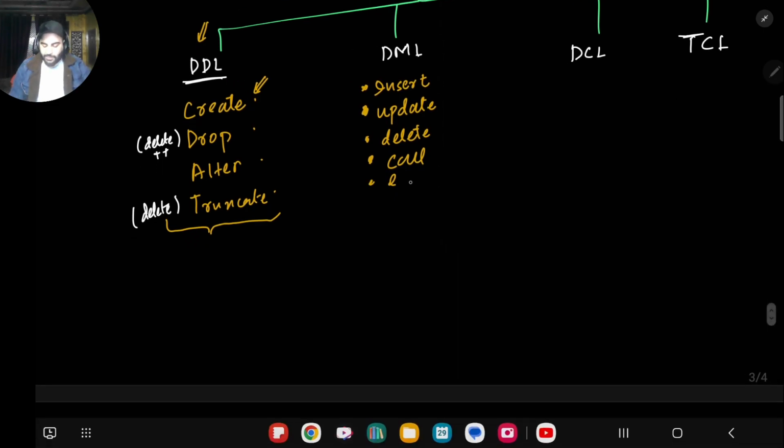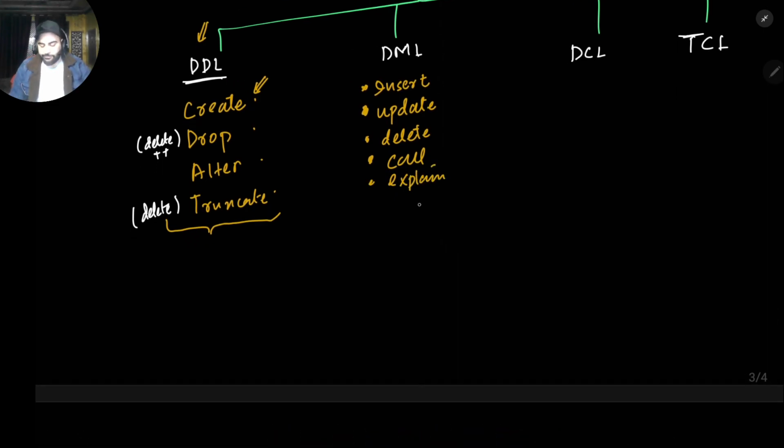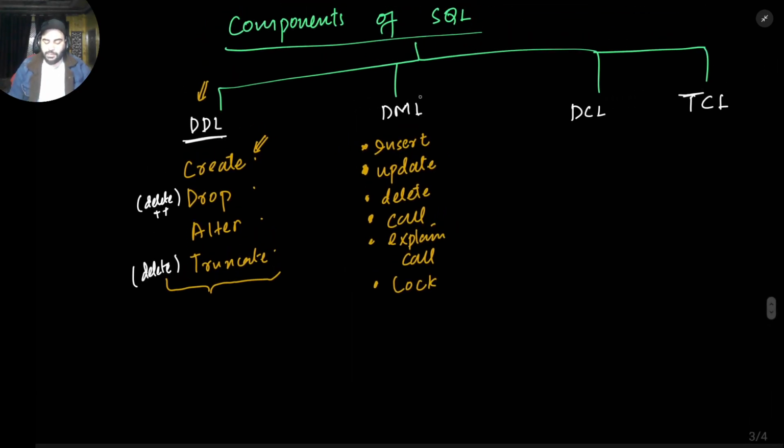Then we have explain call, and then we have lock. So these are the commands, the statements, the things that are available in data manipulation language. Then we have data control language.